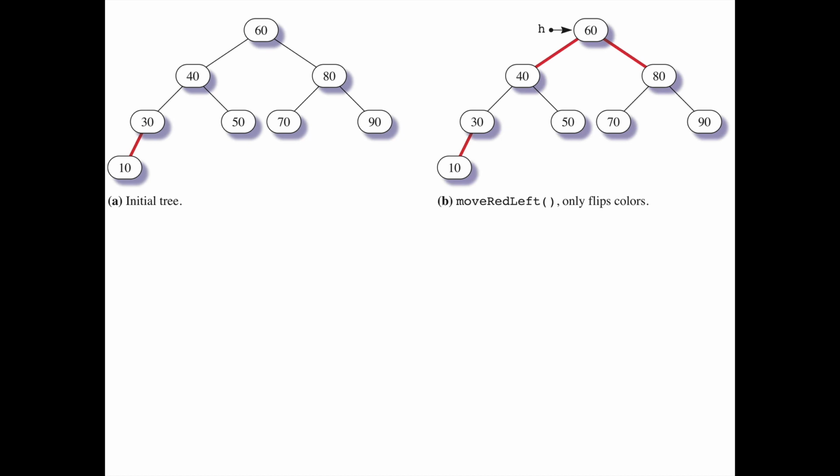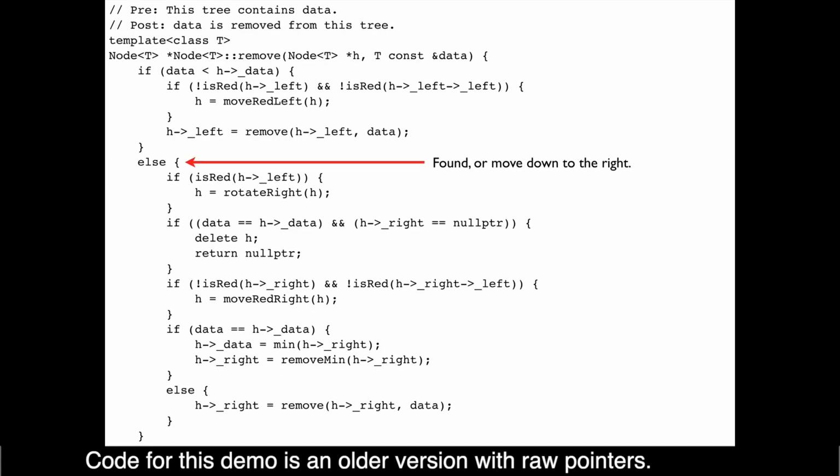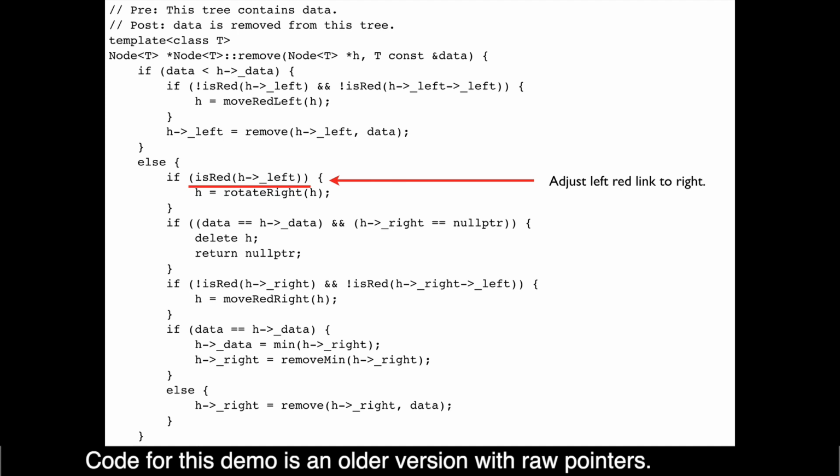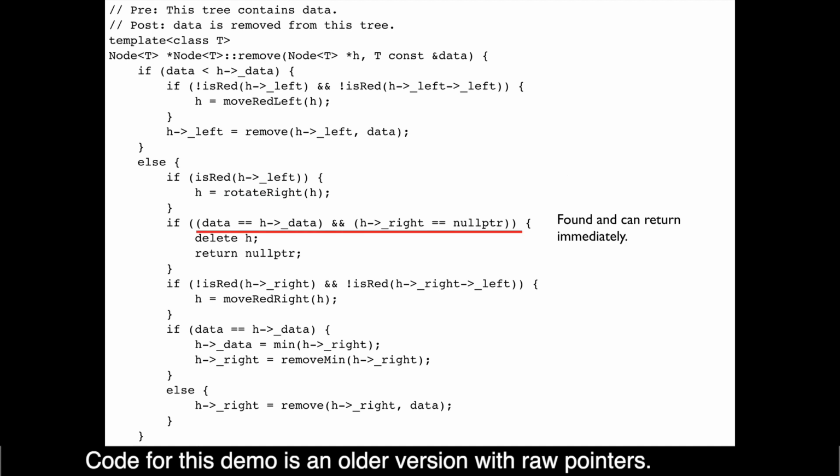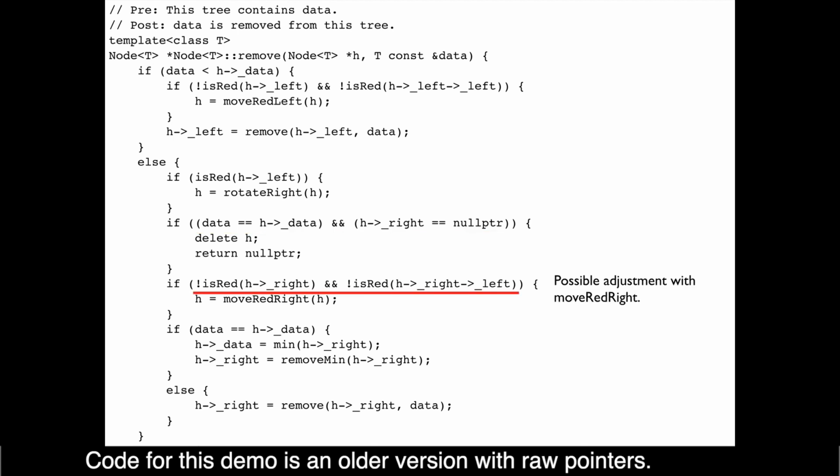Now notice that there is a black link from 40 to 30, a black from 40 to 50, and a red from 30 to 10. So here, data is not less than h arrow data, because the 50 is to the right of the 40. It's not true that the left link of h is red, because we remember it was black, so that's not the case. The data is not equal. We're at 40, we're not at 50, so that's not the case. But here we have a possible adjustment with move red right. So this is the code that we'll trace.